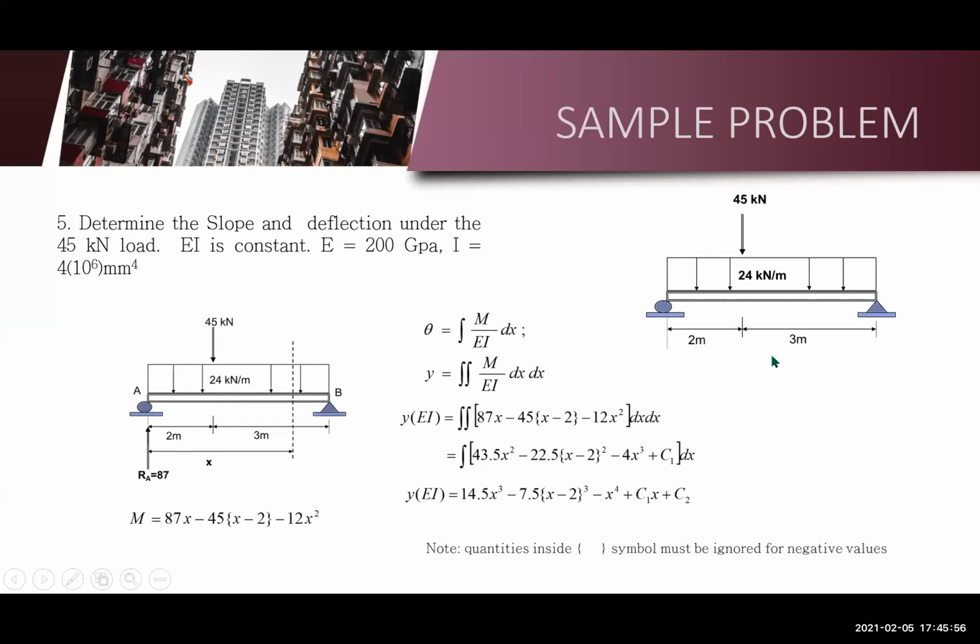And then, last problem. Okay, we have here, again, a simply supported beam, subjected to a uniform load and a concentrated load 2 meters from the left end. Now, if you'll notice, this beam is divided into 2 segments, segment 1 and segment 2. So, we need to cut it at the second segment, which will look like this.